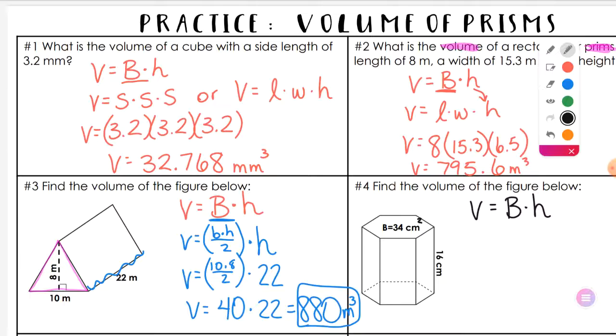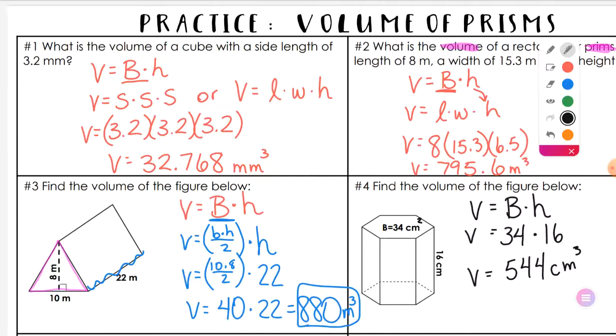Why do we like this problem a lot better than the last ones we worked, Jude? Because it gives us the area. Because we're 6th graders and we like the easier problems better, and this one gives us the area of the base shape. That's why it says capital B. So we just substitute in the number. 34 times, what is the height of the prism? 16. Someone type it into their calculator. 544. What is my label? Centimeters cubed.